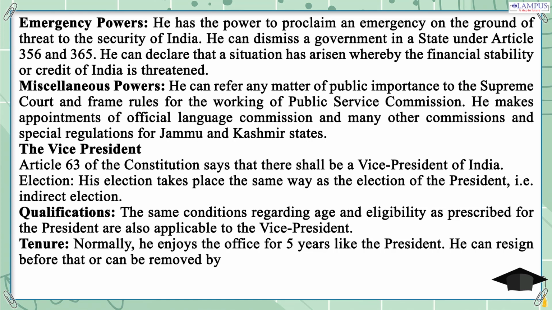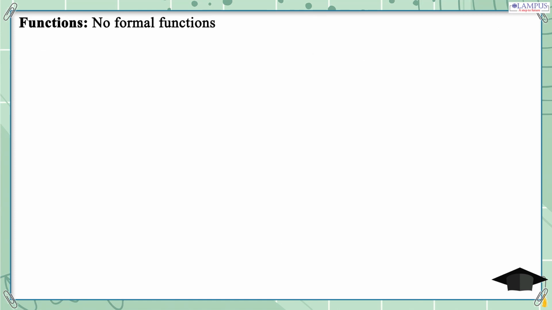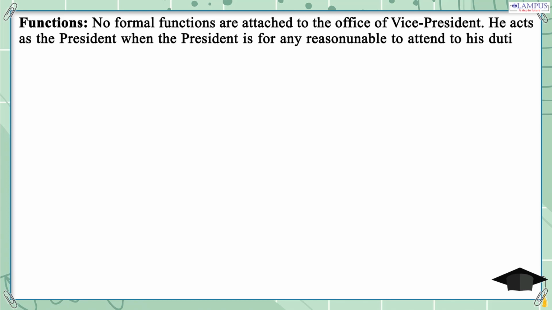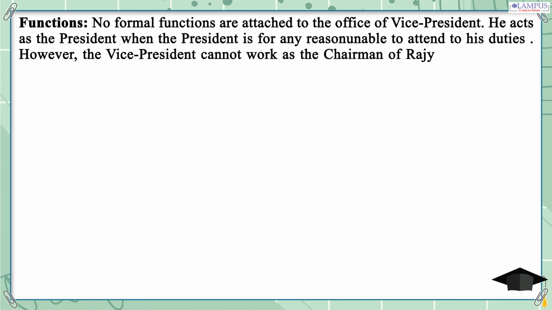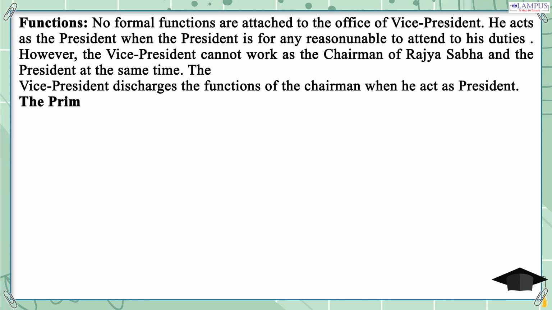He can resign before that or can be removed by the Rajya Sabha with a 14 days notice and passing a resolution for his removal. Functions. No formal functions are attached to the office of Vice President. He acts as the President when the President is for any reason unable to attend to his duties. However, the Vice President cannot work as the Chairman of Rajya Sabha and the President at the same time. The Vice President discharges the functions of the Chairman when he acts as President.